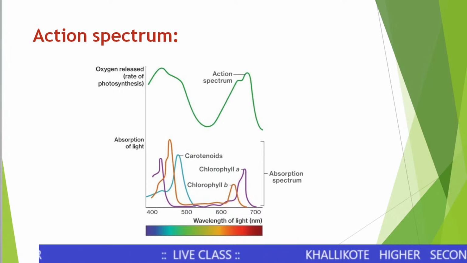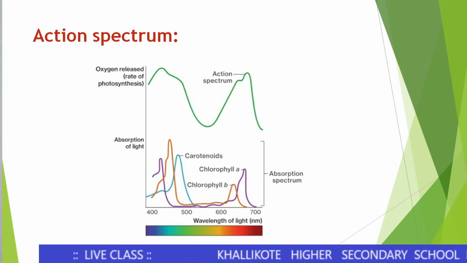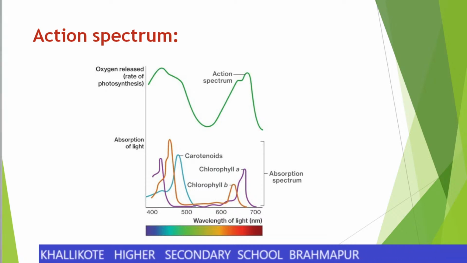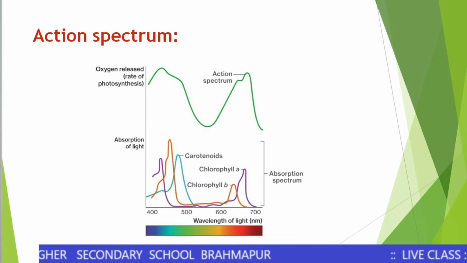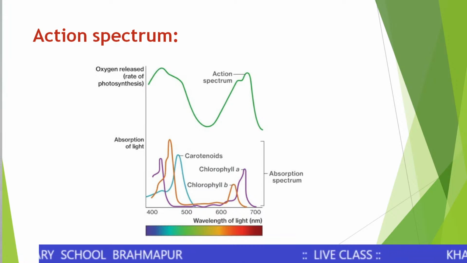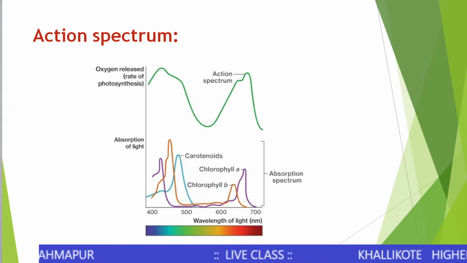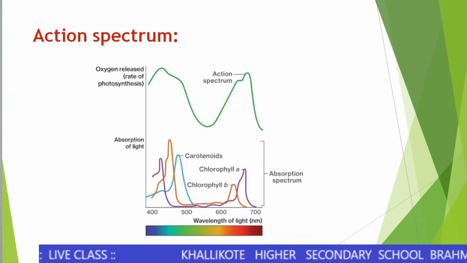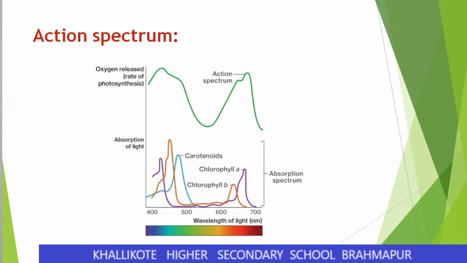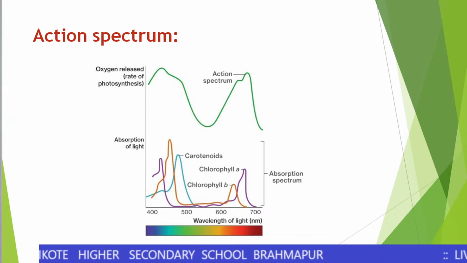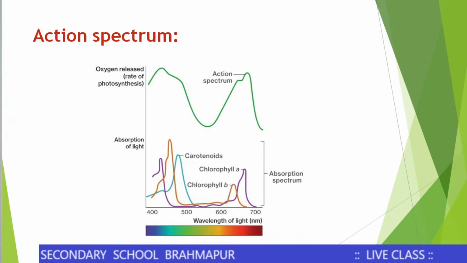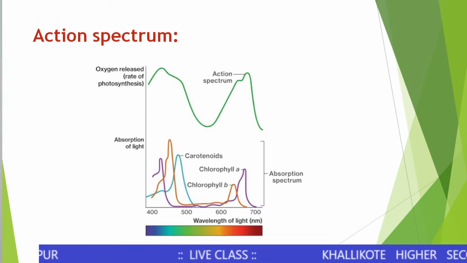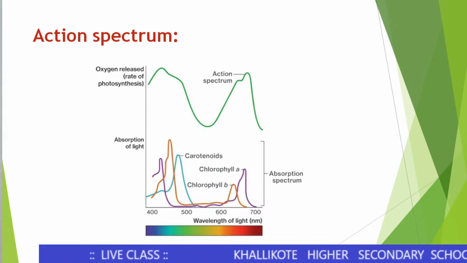So here, this action spectrum also corresponds to the absorption spectrum of chlorophyll molecule. The first action spectrum was given by Engelmann, and he used the algae Cladophora for finding out the action spectrum of chlorophyll molecule. He also used aerotactic bacteria along with the Cladophora algae to find out what is the response of these aerotactic bacteria. So aerotactic bacteria are the bacteria that seek oxygen or move towards the oxygen source.